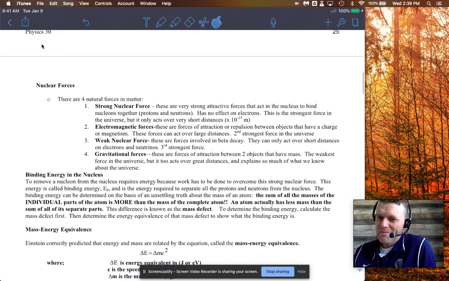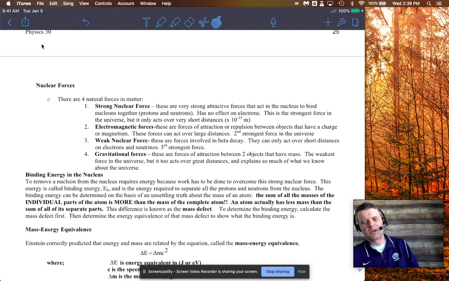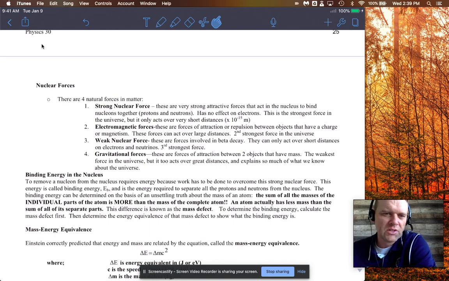So this brings up a really cool summary on forces, and these you just need to know. There are 4 natural forces in matter in our universe, and I listed them here in order of strength. First, the strong nuclear force. This is the strongest force in the universe. It binds protons and neutrons together. And primarily, you have to realize protons don't normally want to be together. They hate each other, because of the electromagnetic repulsion. One of the videos I posted did a great job of explaining this.